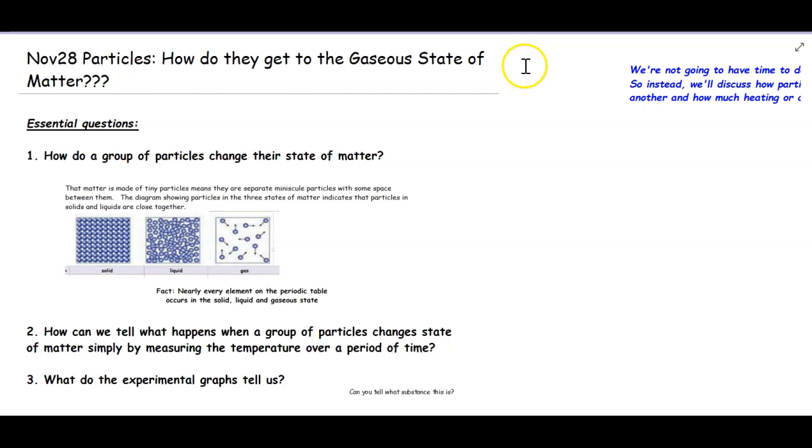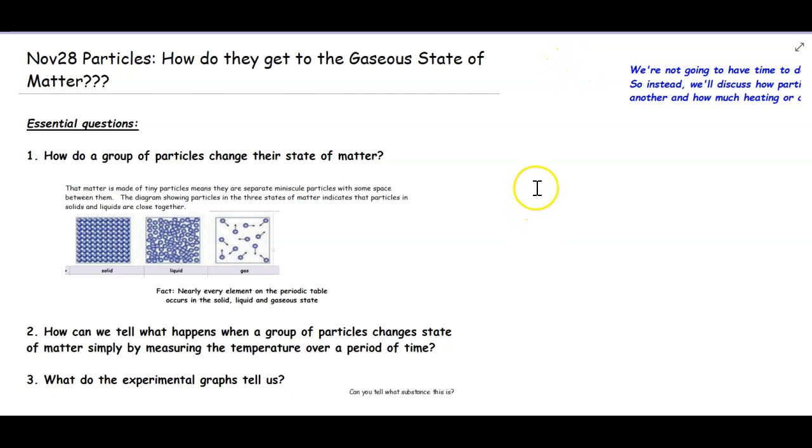So we finished with the ideal gas law on Friday, and that was really the end of the gas unit. And now we're going to talk about how the particles get to the gaseous state of matter to begin with. And so that leads right into this.